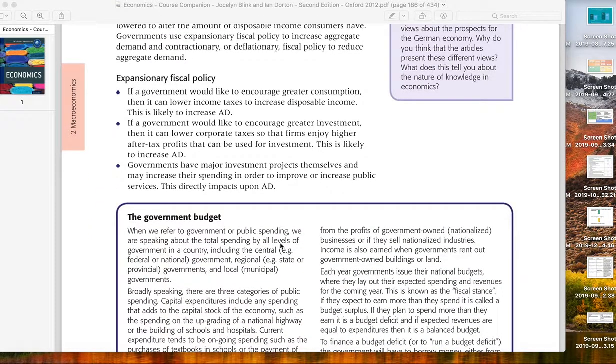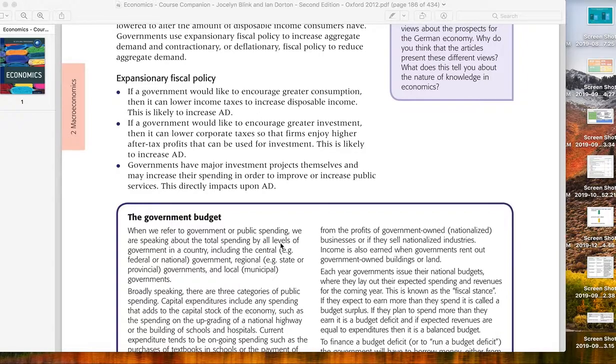They're trying to grow. So if the government wants to encourage more consumption, then they lower the income taxes and increase disposable income. If you're being taxed less, you have more income, in this case as a consumer. So more spending will occur. Aggregate demand increases. If the government wants to encourage more investment, they can lower the corporate taxes.